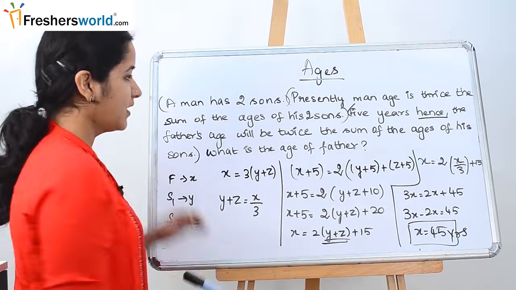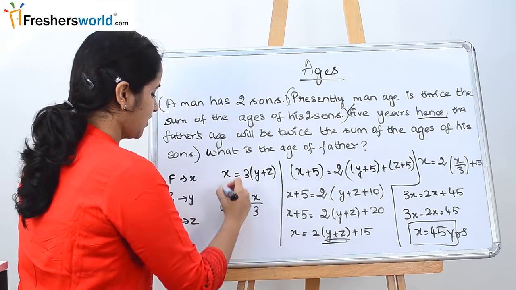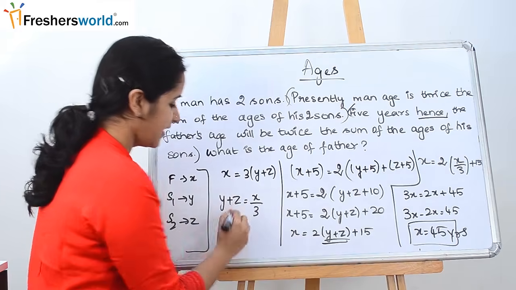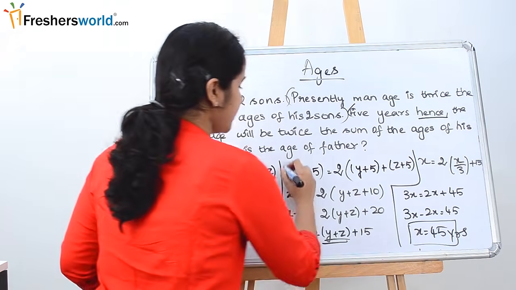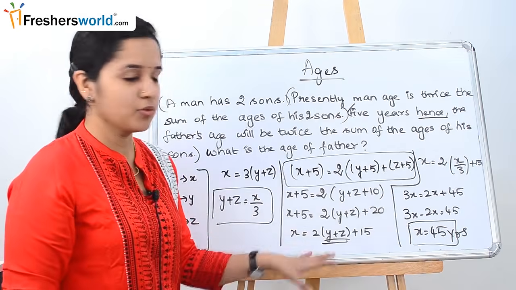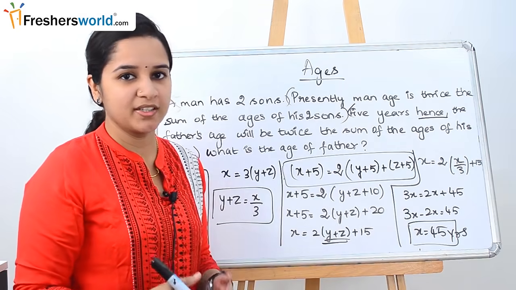So, what did we do here? Once we got the question, we split the question and wrote it into equations. First is defining the variables, then the first equation, then the second equation. So, once you know the equations, it will be very easy for you to find the unknown variable. So, let's solve another type of problem to understand the ages concept better.